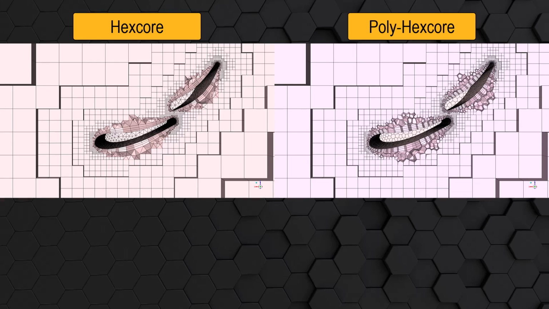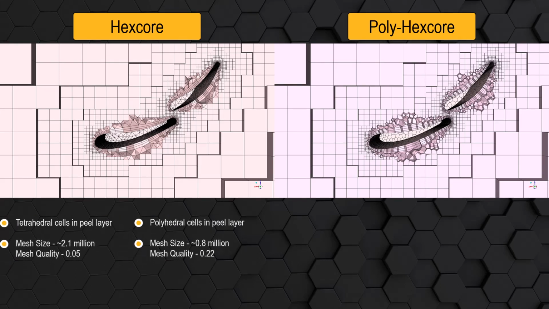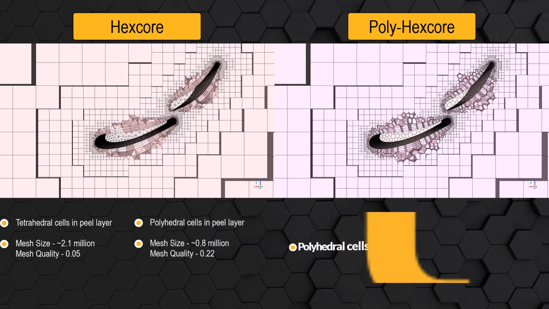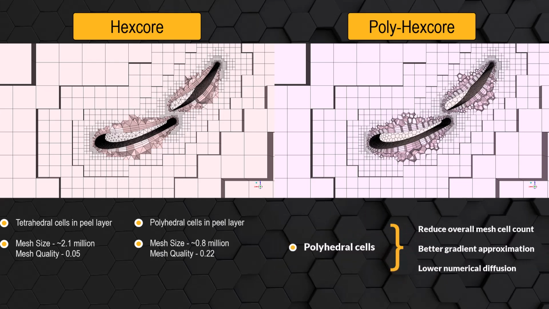Notice that in addition to the difference in cell type, that is tetrahedral for hex core and polyhedral for polyhex core, there is also a difference in the total cell count and the minimum quality, with the polyhex core mesh containing fewer, higher quality cells. The core Cartesian mesh looks nearly similar for both cases. However, the polyhex core mesh has some additional advantages because of the presence of poly cells, such as better approximation of the gradients and lower numerical diffusion effects.